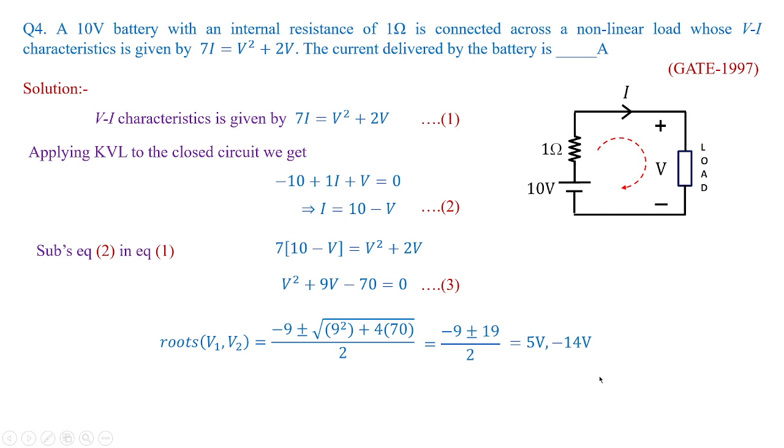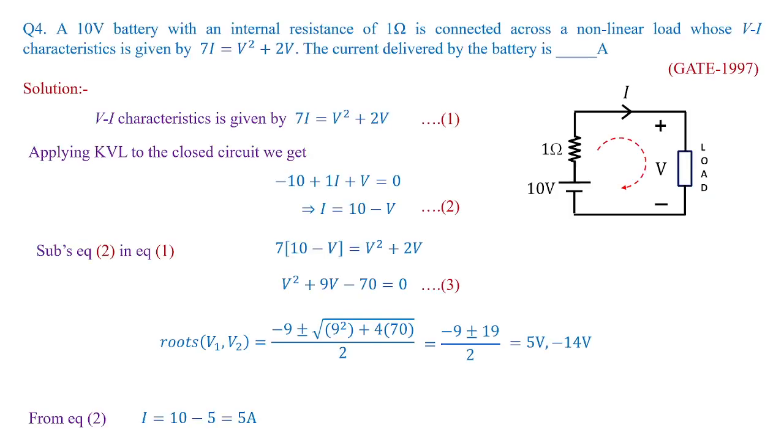Like we have seen in the previous problem, we are going to select only the positive value of voltage, that is 5 volts. Okay, when 5 volts is selected, we know that from equation 2, I is equal to 10 minus V, which is 10 minus 5, which is equal to 5 amperes. Hence, the answer for this particular solution is 5 amperes.